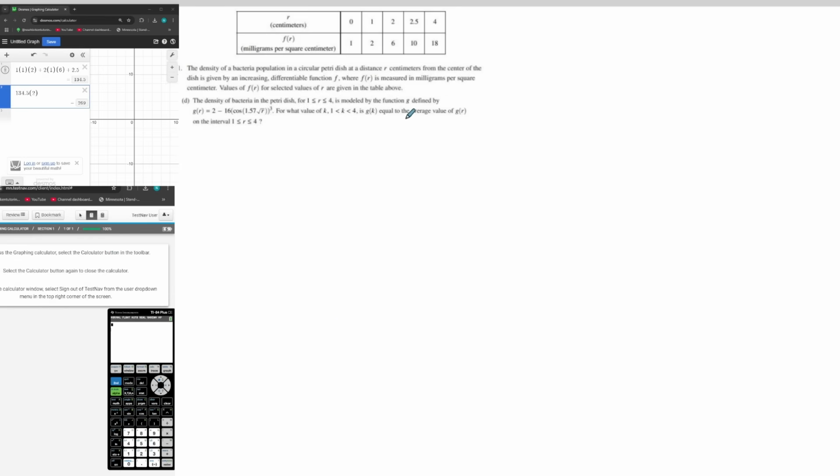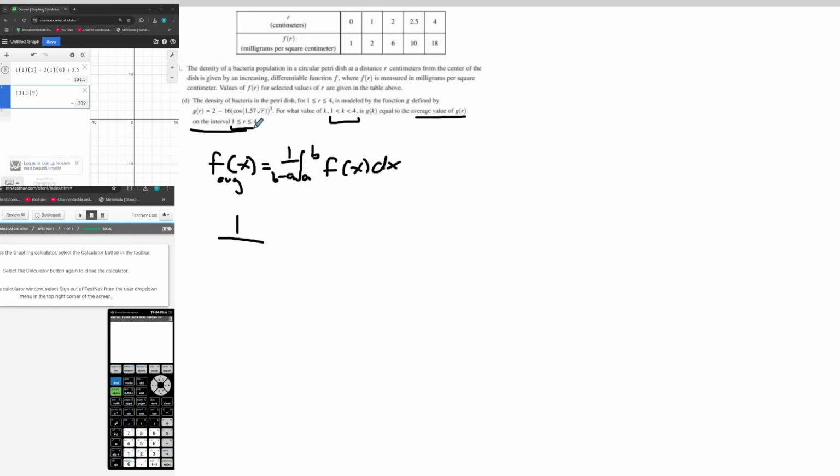So the average value of g of r is just any average value. The average of f of x is going to equal the integral from a to b of f of x dx, but then you're going to multiply it by 1 over b minus a, or divide it by the interval length. So what I would do here is set 1 over, what is the interval length? It looks like it's 3, right? 1 to 4, so 3.